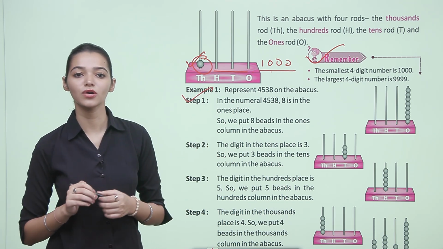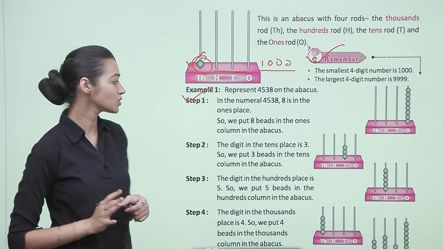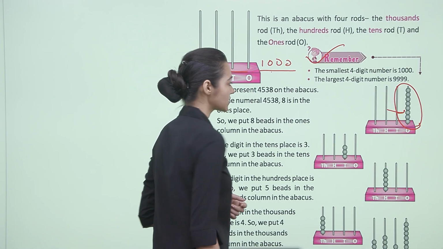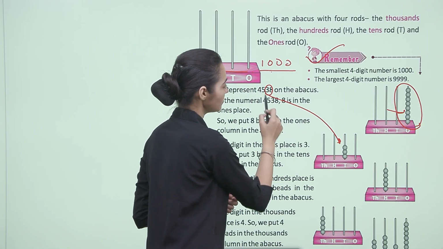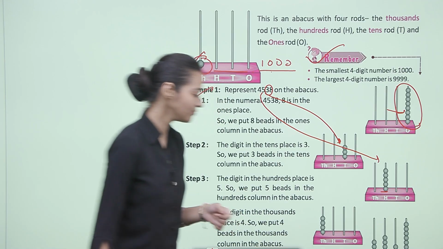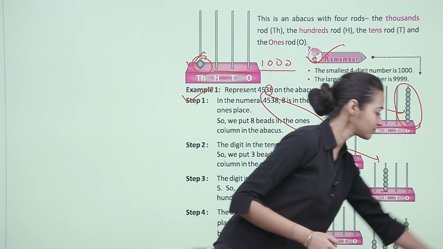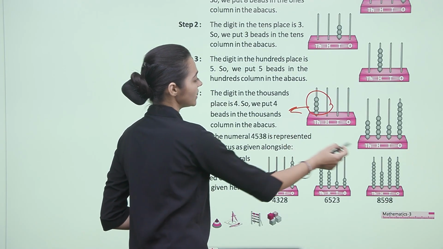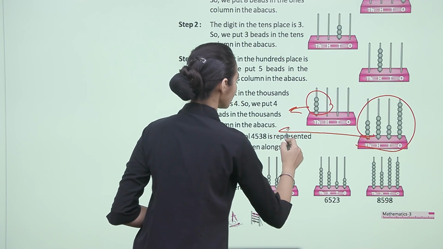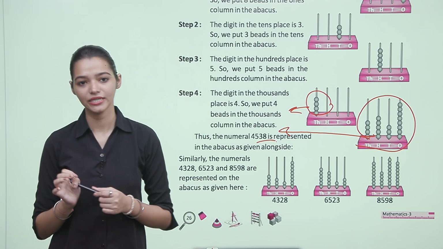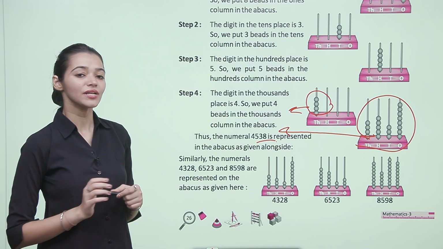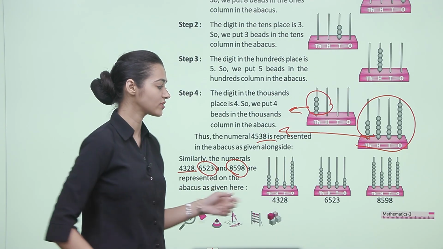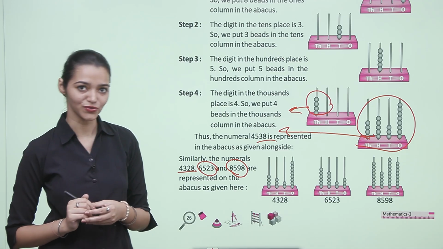Now let's look at example number 1. We have to represent 4538 on the abacus. Firstly, we will put 8 beads in the ones column, then 3 beads in the tens column, then 5 beads in the 100 column, and after that we will put 4 beads in the 1000 column, and it becomes our 4538 on the abacus. Now similarly we have done 6523 and 8598 on the abacus as follows.